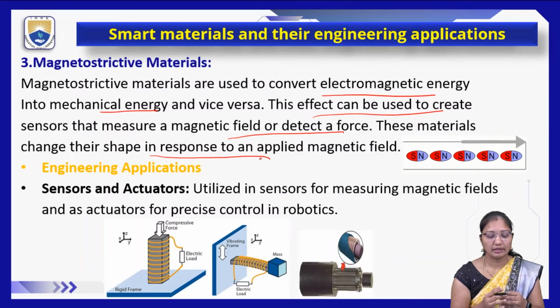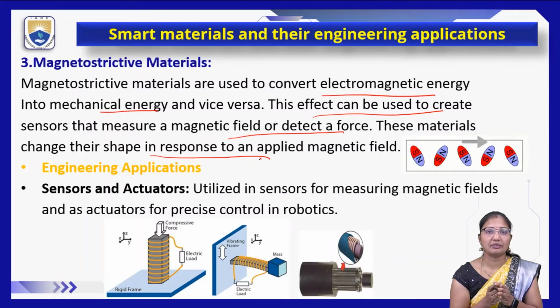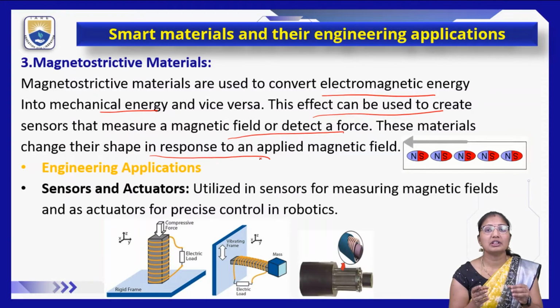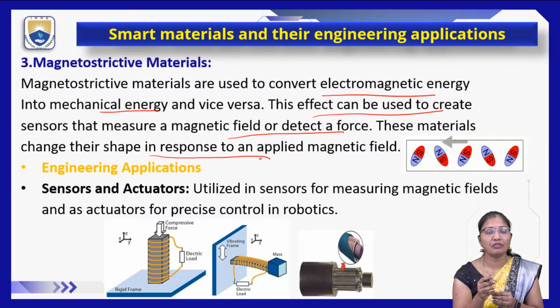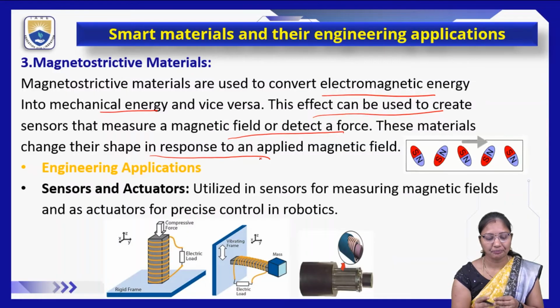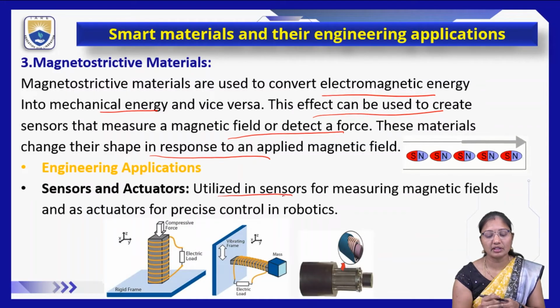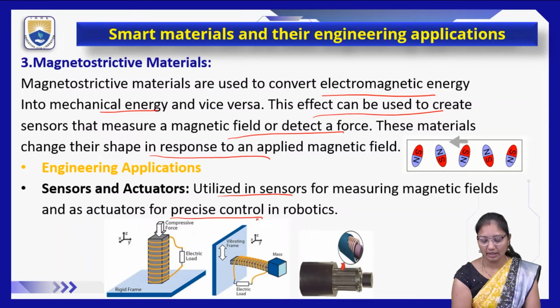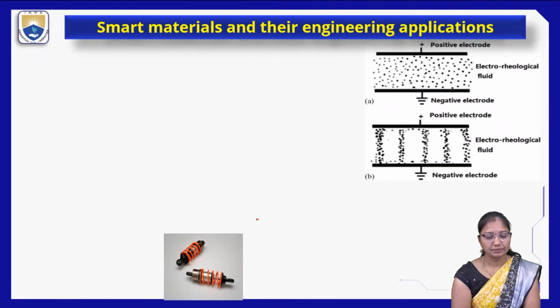Here we are converting the electromagnetic field into mechanical energy. So this will respond only in the presence of an applied magnetic field. It is used in sensors for measuring magnetic fields and actuators for precise control in robotics.